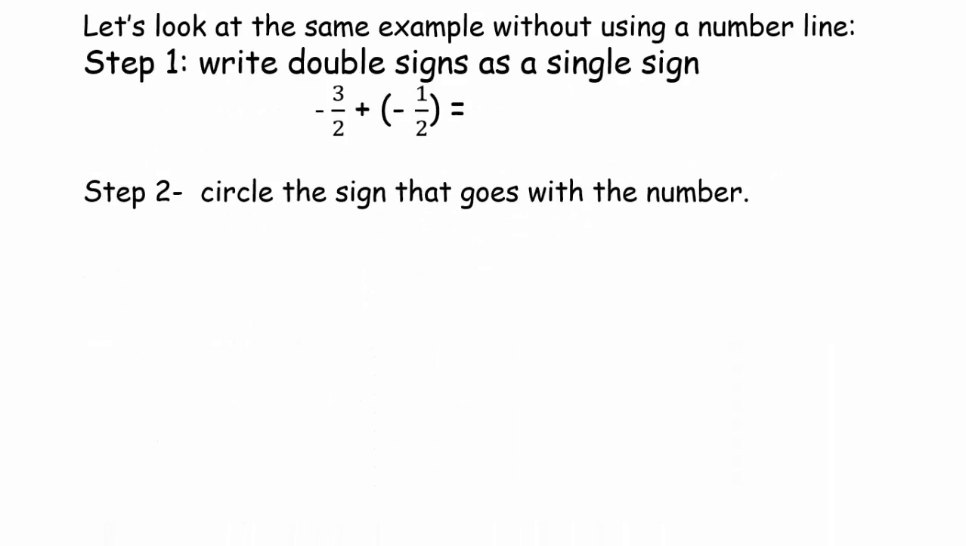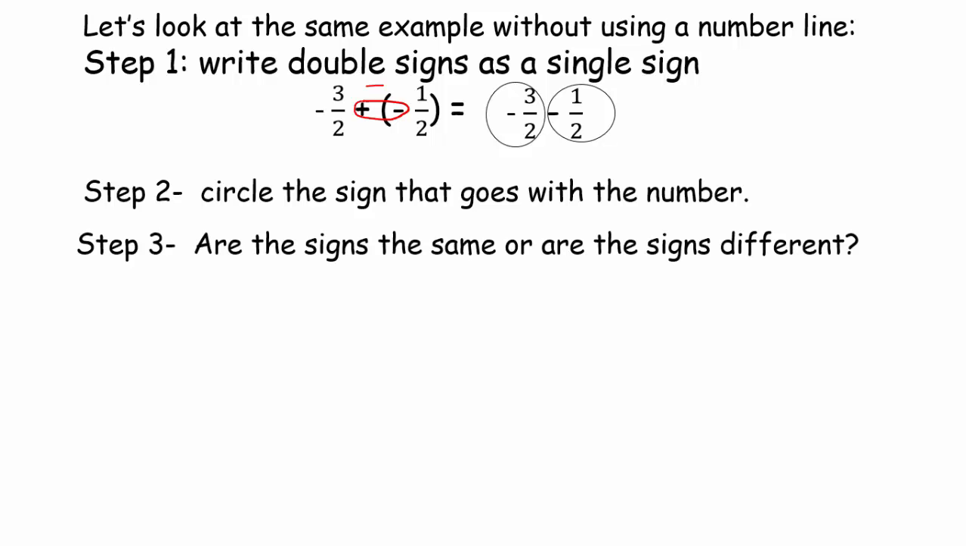Let's do that same example, but without using the number line. Let's just use our rules. Let's write double signs as a single sign. So double signs are those two signs right there touching, and you'll remember plus a negative is minus. So it's -3/2 -1/2. Then you're going to circle the sign that goes with the number. That negative in front of the 3/2 is attached to that 3/2. That negative in front of the 1/2 is attached to the 1/2. And you'll ask yourself, are those signs the same or are those signs different?